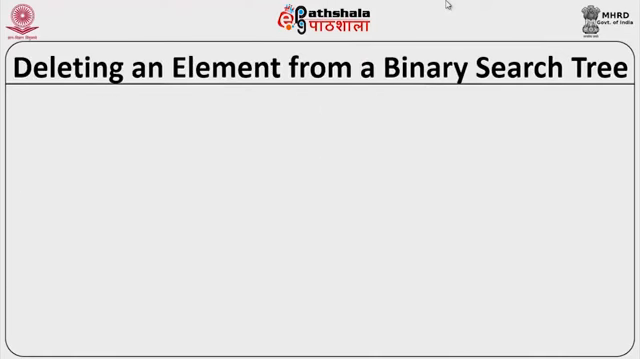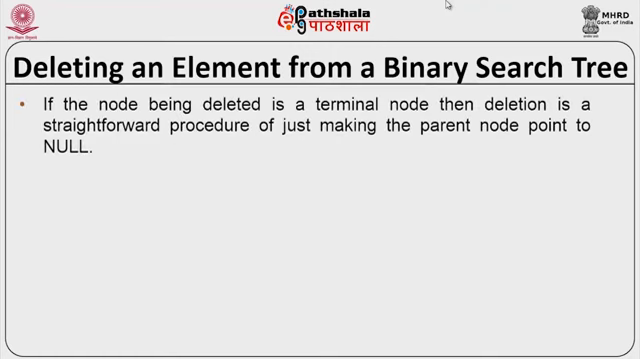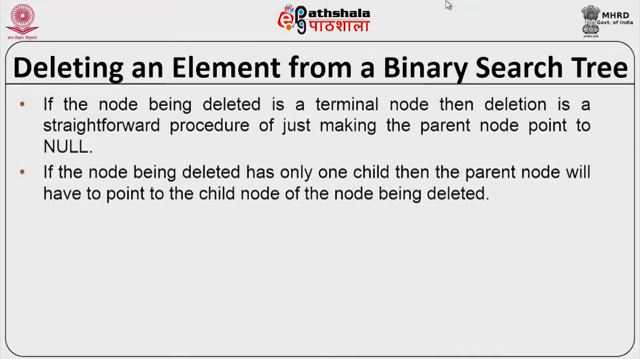Now let us look at the deletion in detail. If the node being deleted is a terminal node, a leaf node, then deletion is a straightforward procedure. You just make the parent point to null. You do not have to do anything else. So, how do you remove it from the parent? Just make that parent, instead of pointing to this node, point to null. If the node being deleted has only one child, then the parent node will have to point to the child of the node being deleted.